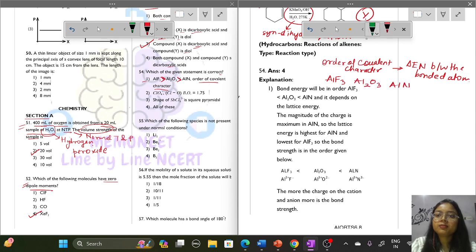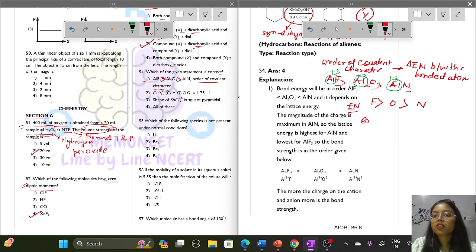Here aluminium is the same in all the three cases, right? Also their oxidation state is +3 in all the three cases. So what is the difference here? Fluorine, oxygen and nitrogen. These three are the different elements. So among all these, which is the most electronegative element?